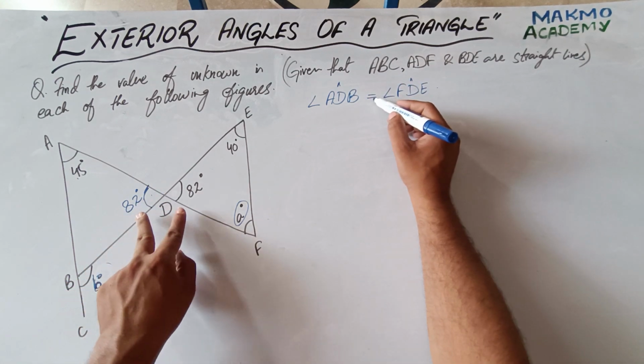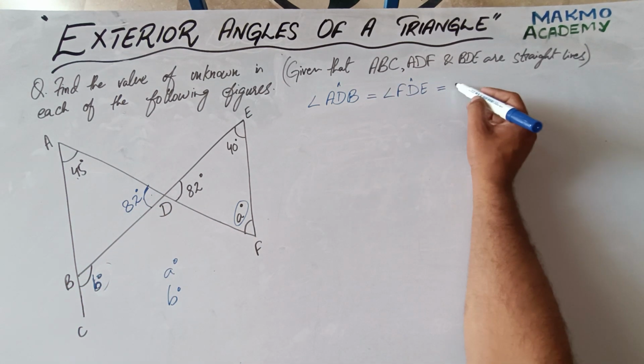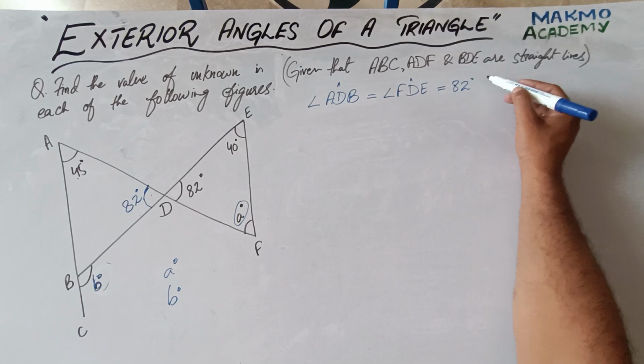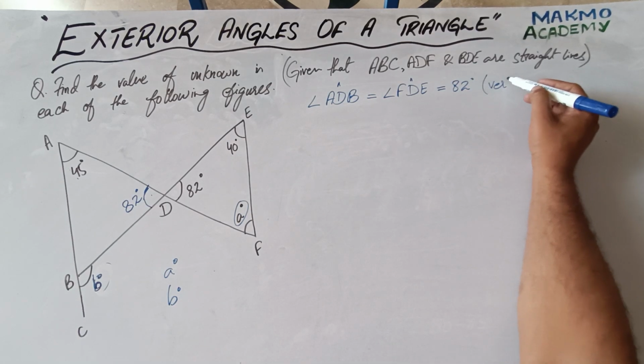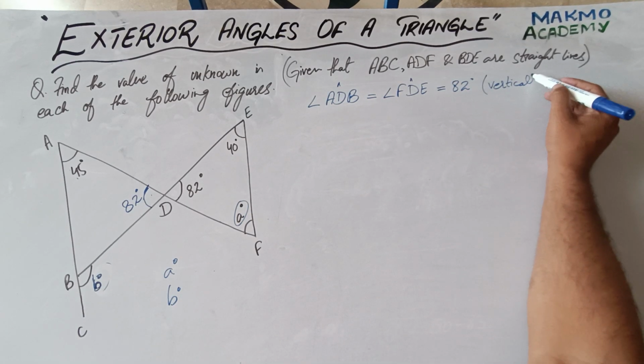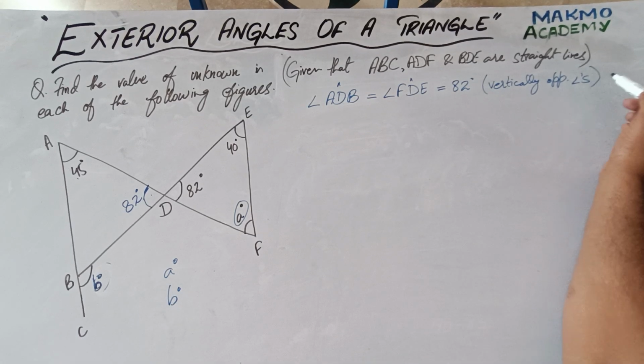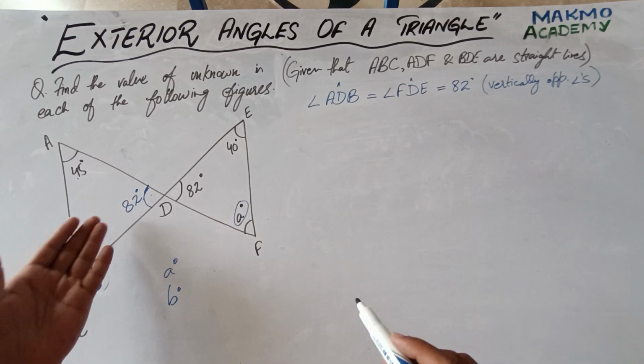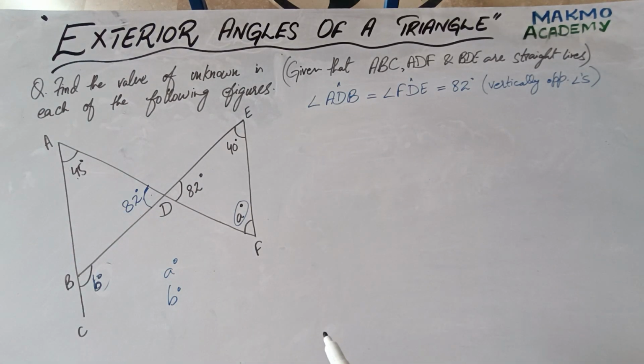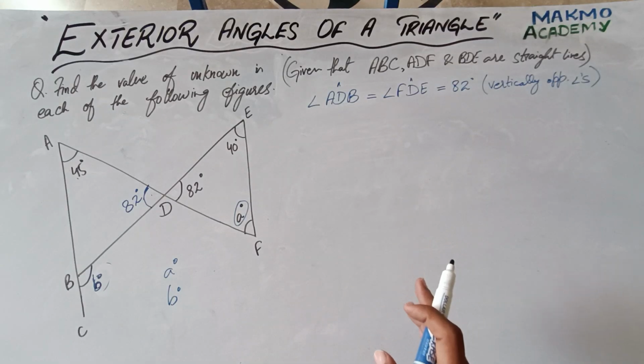These both angles are equal to each other and the size is equal to 82 degrees according to vertically opposite angles. We need to mention the reason as well. So that's why we are saying that this angle is 82, we have to give the appropriate reasons.